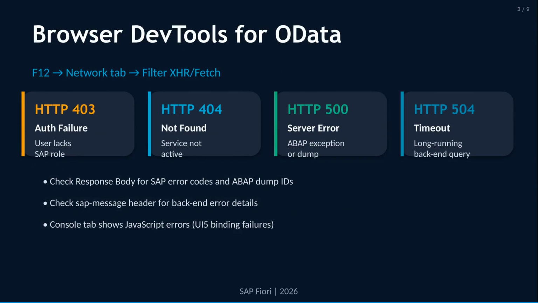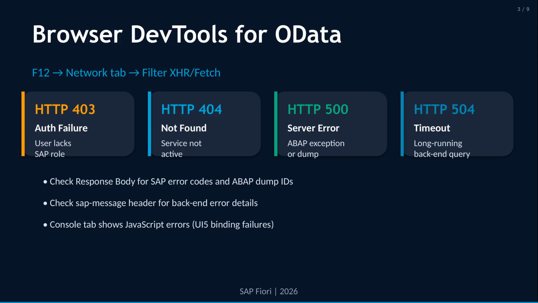Your browser's developer tools are the fastest first responder. Press F12 or right-click and select Inspect. Go to the Network tab and filter by XHR or Fetch to see OData requests. Look for red entries, which are failed requests. Click on any request to see the full URL, request headers, and the response body. For OData errors, the response body contains an XML or JSON error message with a specific SAP error code.